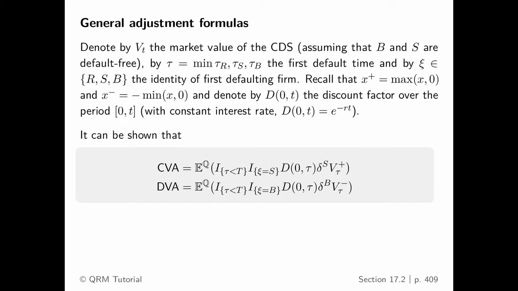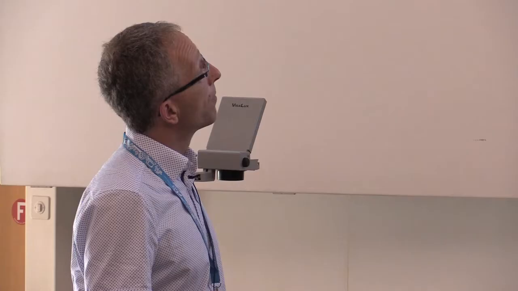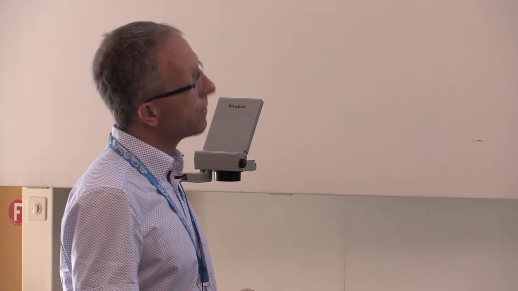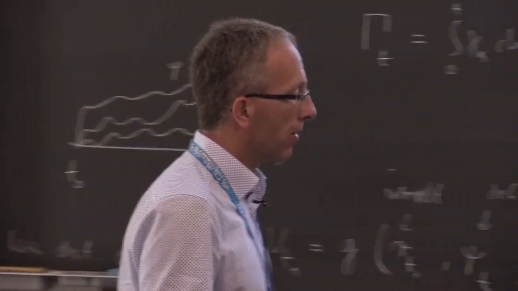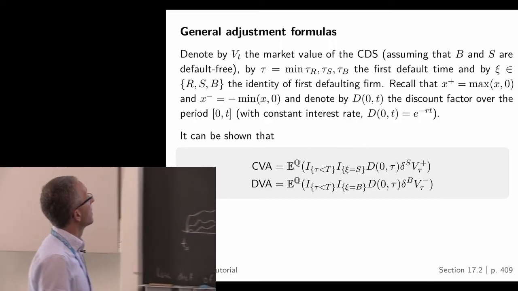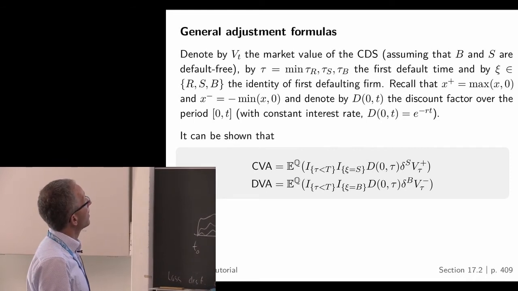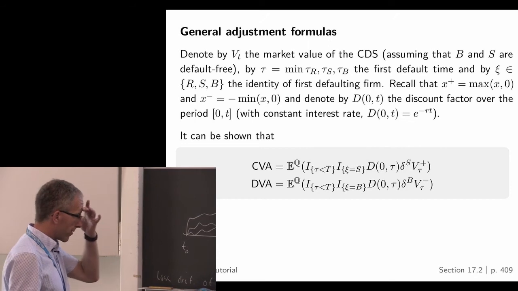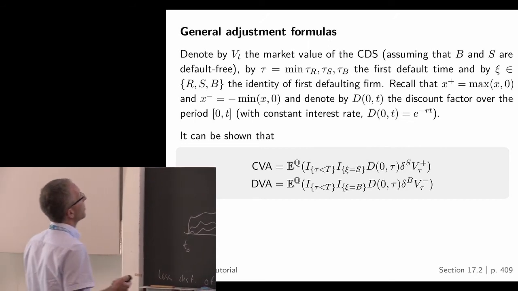VT is the market value of the credit default swap, or if you want, also the market value of a reinsurance contract from the point of view of the protection buyer, and the market value under the assumption that B and S are default free, so that the cash flows that are written in the description of the contract are also really taking place. Then we have here, for this example, 3 potential default times. The reference entity can default, so the person on which the default is written, or in the reinsurance case, it would be the time when the claim really happens.